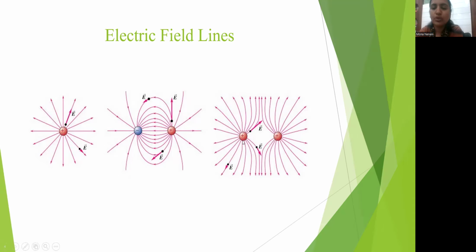If we bring two positive charges together, what will you observe in the space between them? That this area will always remain empty. Why? Because both charges tend to repel each other, so the electric field lines will also repel.